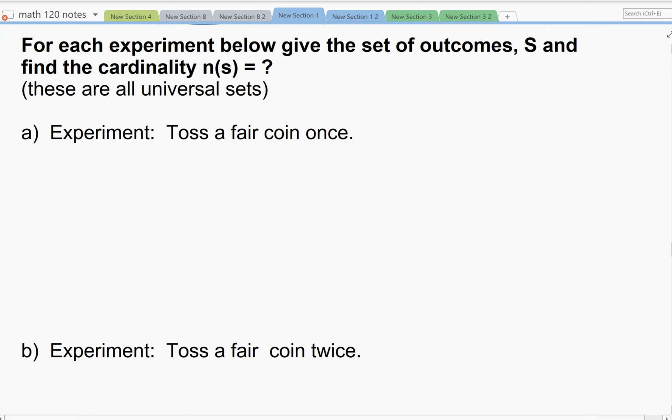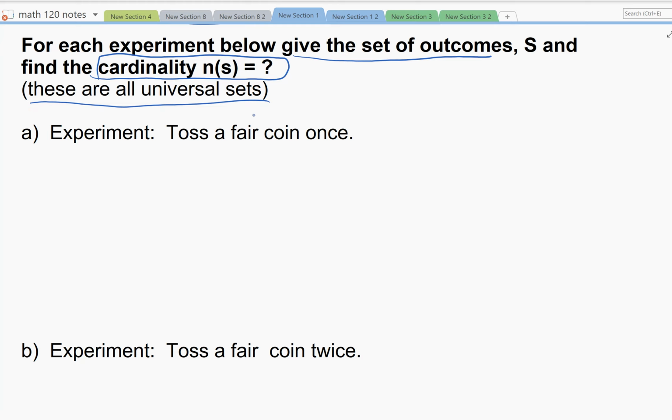For our experiment, we want to list the set of outcomes and count the number of outcomes. We want to know how many and what they are. All of these are going to be universal set types. I'll talk about subsets, but when we list them out, it's easier to find subsets.